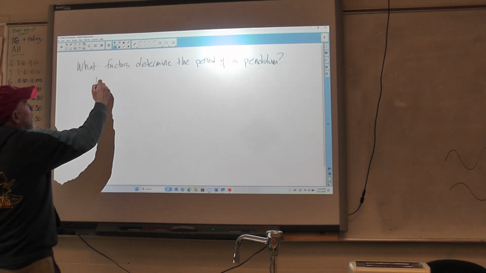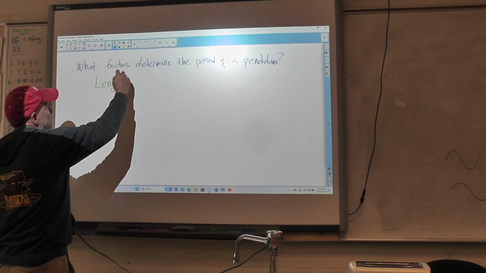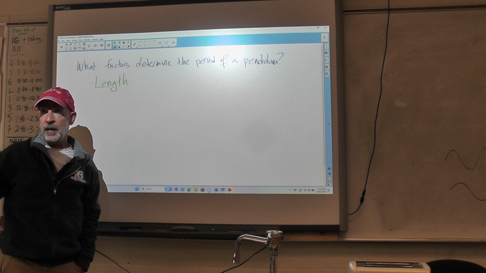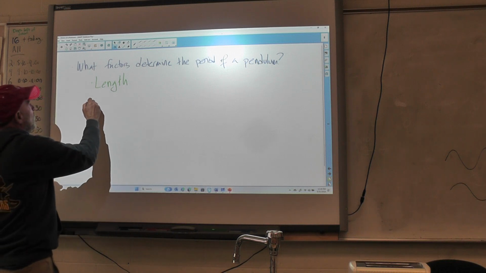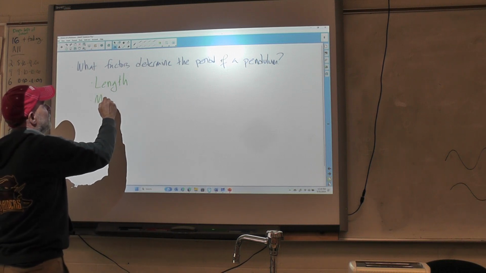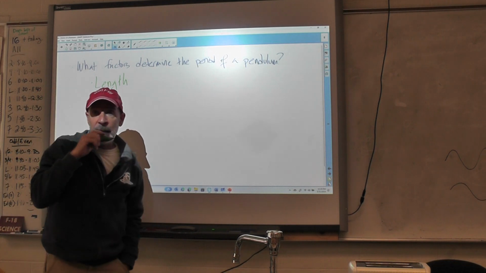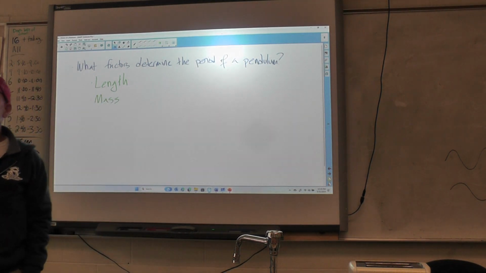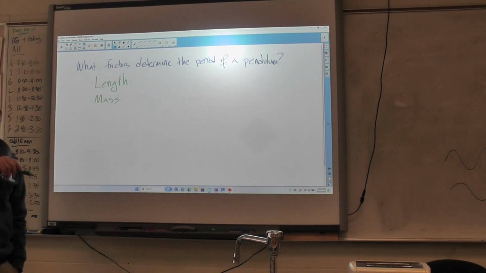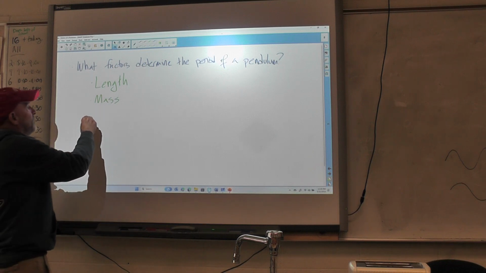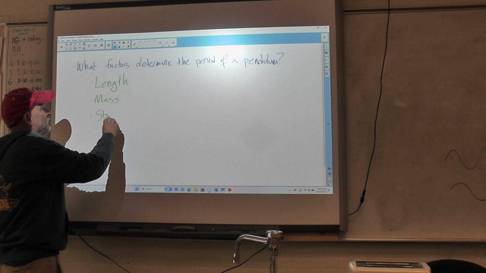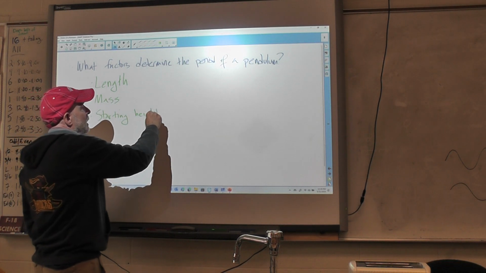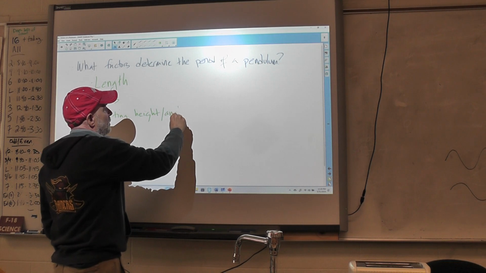So we could look at the length of this string between where it's attached to the fulcrum and the mass, and we could look at the size of the mass itself. And I could think of one more that might be worth thinking about. Starting angle? Yeah, something about the height or the starting angle. Because if you think about it, it's all going to be related.